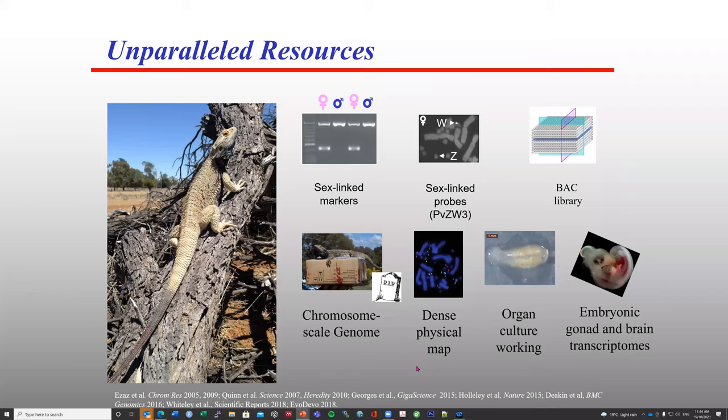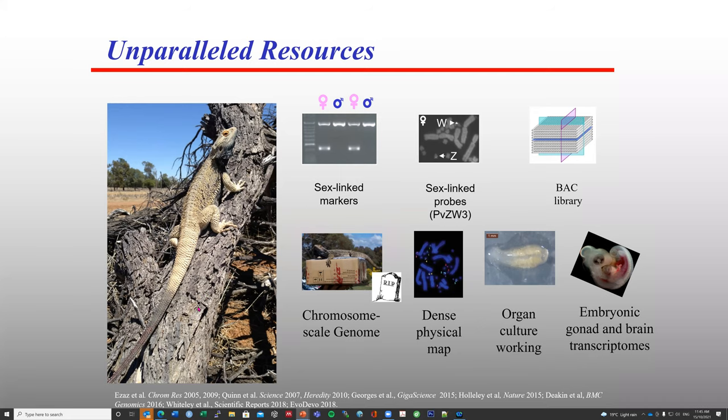Now, we've built up over time unparalleled resources to work on this species. We've got sex-linked markers, sex-linked probes. We've got a BAC library where we've basically, in layman's terms, chopped the genome up, inserted it into bacterial clones, and we're able to pull segments of the genome out at will from the BAC library. We've got a chromosome-scale genome assembly now using long-read technologies and Hi-C scaffolding. We've got a dense physical map thanks to the work of Janine and Tariq and Matt Young. And we've got organ culture working, which is fantastic for manipulating the system with inhibitors. And we've got a lot of embryonic gonad and brain transcriptomes. So incredible resources to move forward in our research.